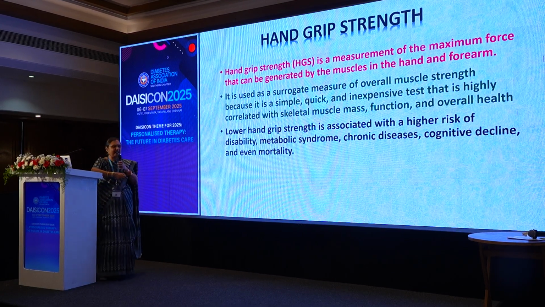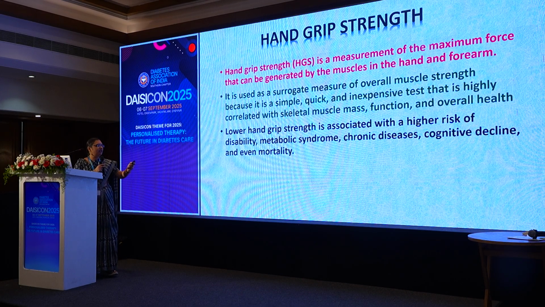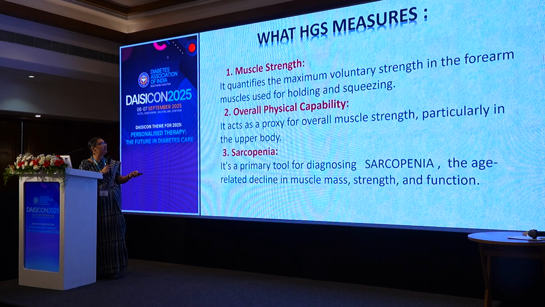And then what is hand grip strength? It is a measure of the maximum force that can be generated by muscles in the hand and forearm. So what is the force generated when you're using these forearm and hand muscles? Why are we measuring this? It is a surrogate measure of the overall muscle strength. It is correlated with skeletal muscle mass, function, and overall health. Very easy to measure, very quick and inexpensive. And lower hand grip strength is associated with a higher risk of metabolic syndrome, disability, and chronic diseases.